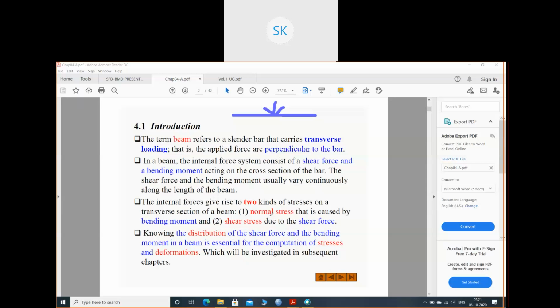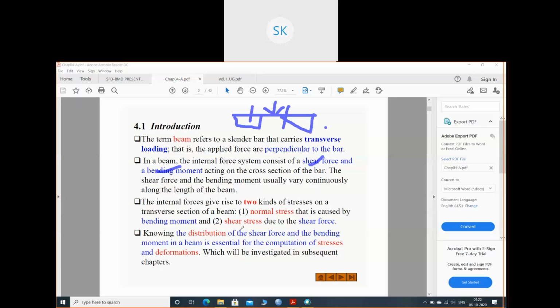The internal forces give rise to two kinds of stresses on a transverse section of a beam. Number one is normal stress that is caused by bending moment. Okay, and number two is shear stress due to shear force. So, due to these forces, shear force and bending moment, two types of stress generally generate. One is normal stress and one is shear stress, and we have discussed these two terms in our last classes. So knowing the distribution of the shear force and the bending moment in a beam is essential for the computation of stresses and deformation, okay.